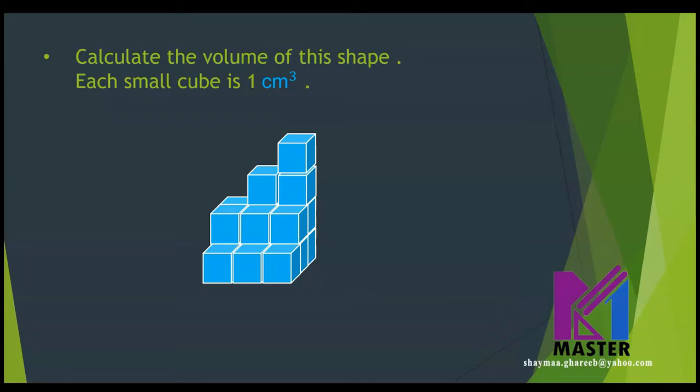Calculate the volume of the shape. Each small cube is 1 cubic centimeter. We'll start by counting the small cubes in this shape. 1, 2, 3 times 1, 2, 3. So the first layer has 9 cubes, and the second one has 1, 2, 3, 4, and there are 2 hidden under these 2, so there are 6. 6 and 9 equals 15, and then there are 3 above, so it will be 18 cubic centimeters.